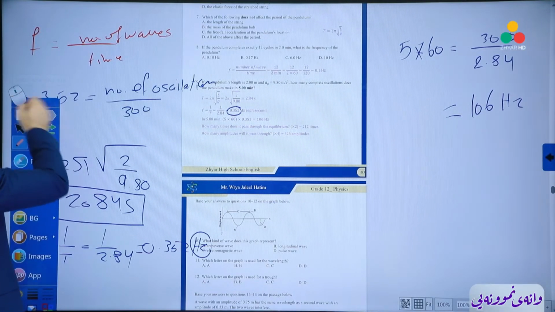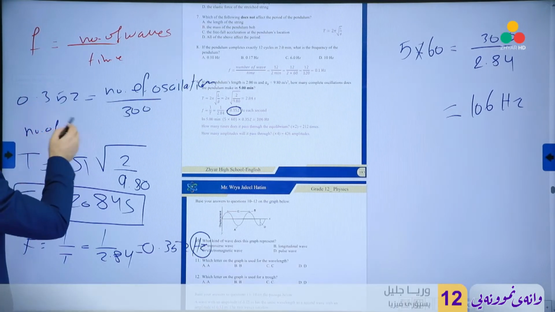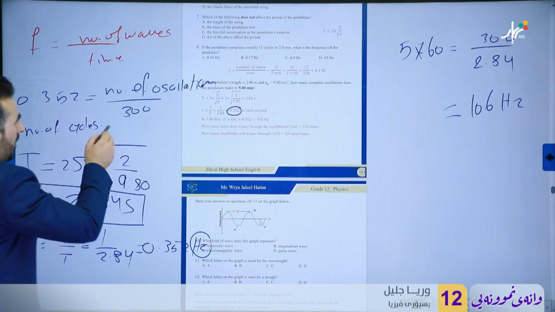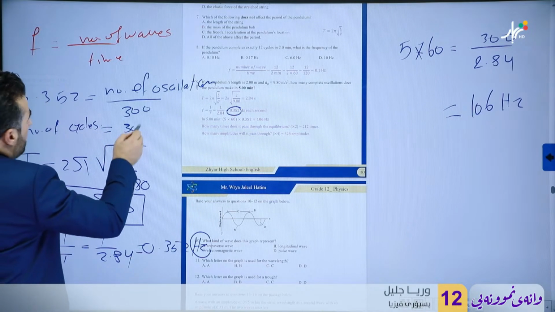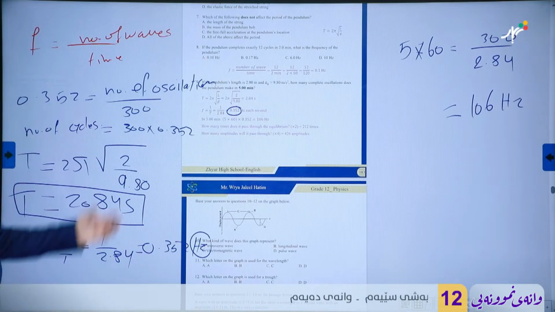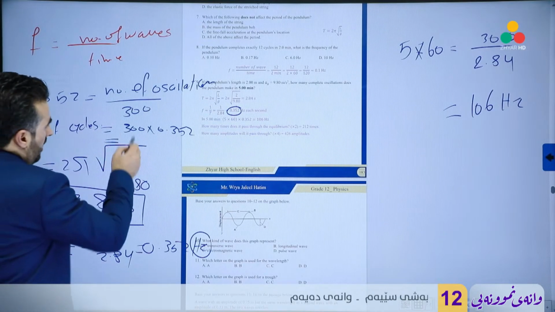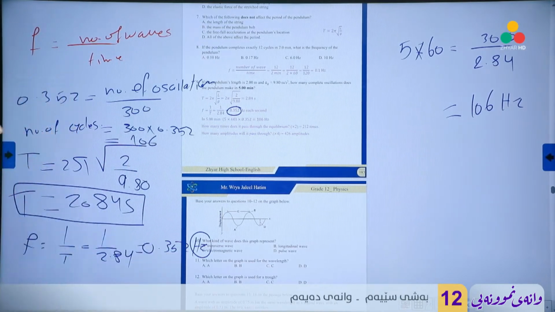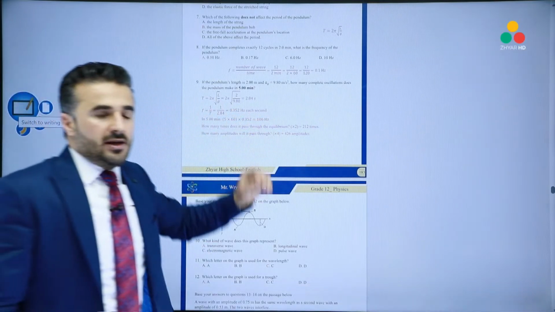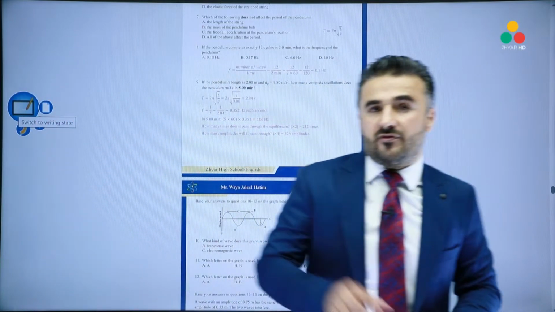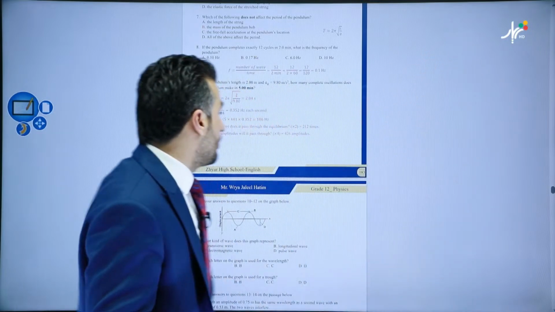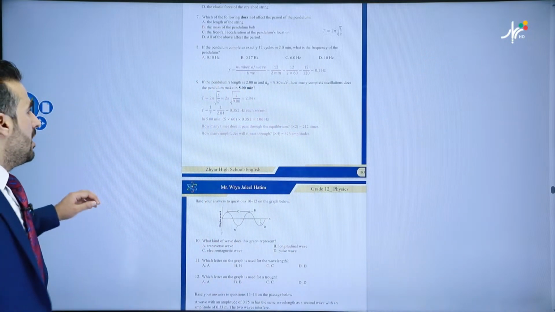One more time. So basically, the number of cycles or oscillations equals 300 times 0.352. That is also another way to do this, and of course you'll get about 106 hertz. And this is how you can find the answer there. But I believe the other way is way easier. Just find out the time for one oscillation and then divide 5 minutes by that number. You'll get the total number of complete oscillations.